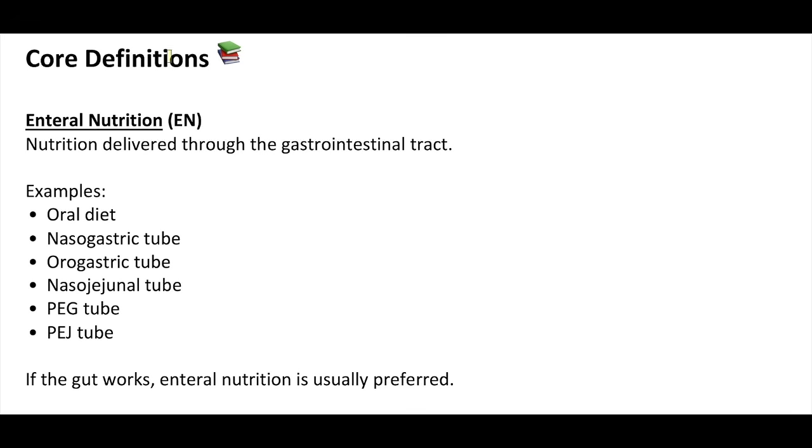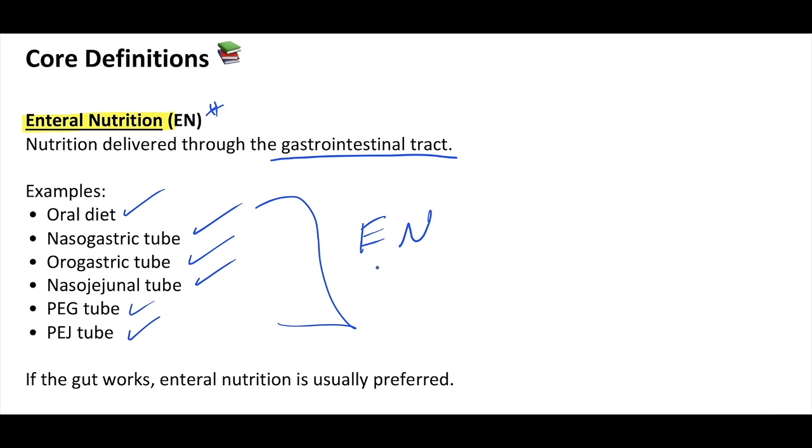Well, the first definition we're going to talk about is enteral nutrition, EN. And this just means nutrition derived through the gastrointestinal tract. So whether you eat or you deliver it to the stomach or you deliver it past the stomach, it is nutrition that goes through the gastrointestinal tract, right? Examples would just be an oral diet, what you and I do, or a diet through a nasogastric or orogastric tube, or a nasojejunal tube, a tube that goes through the nose into the jejunum, part of the small intestine, a PEG tube or PEJ tube, right? These are cutaneous tubes that go through the skin into the stomach or jejunum, right? All these are going to be enteral nutrition modalities.